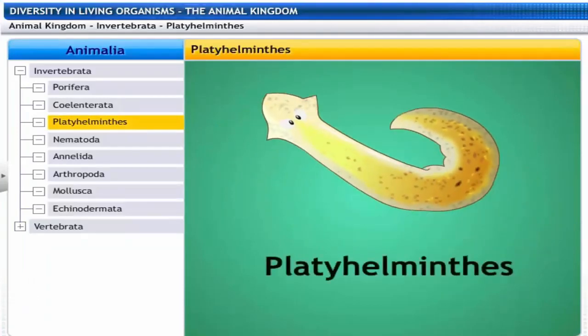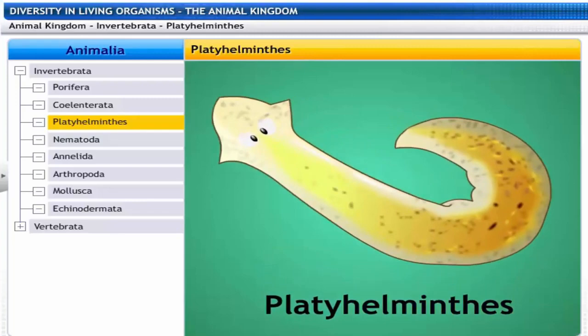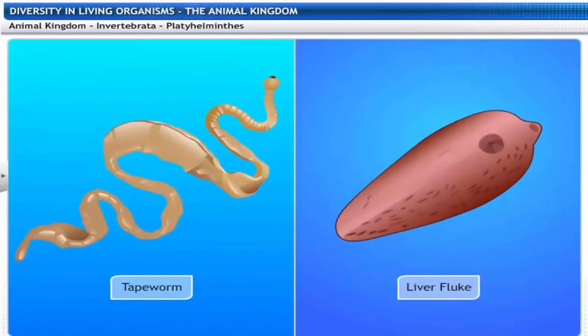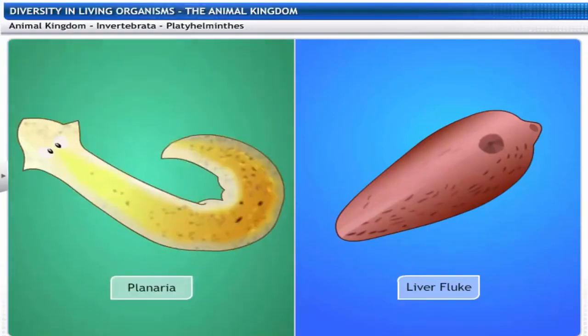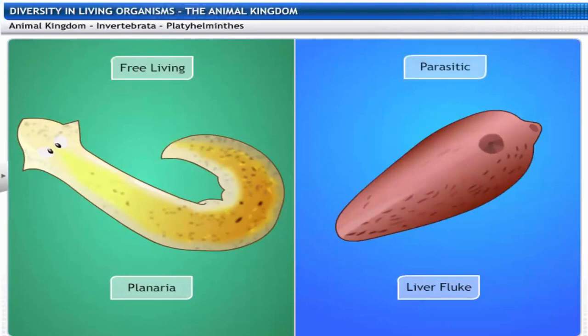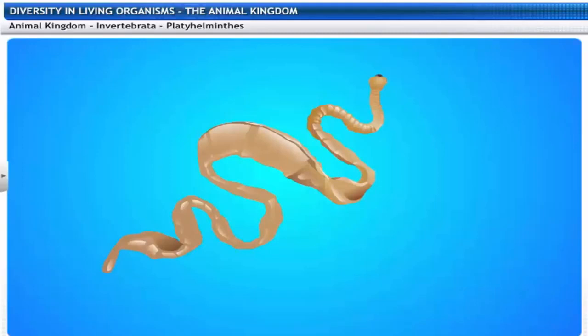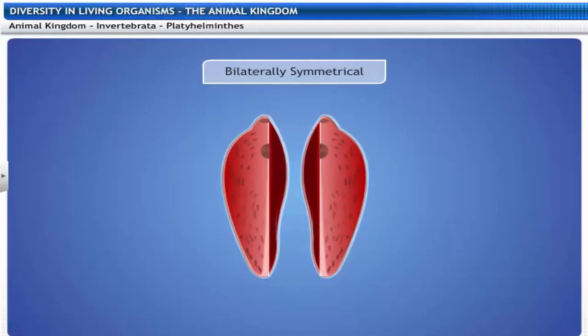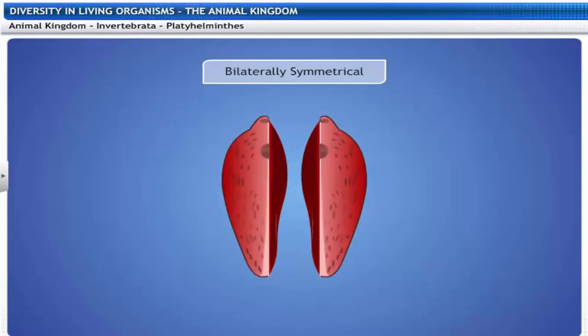Platyhelminths get their name from two Greek words, platy meaning flat, and helminths meaning worms. The phylum Platyhelminthes includes tapeworm and liver fluke. Platyhelminths are either free-living or parasitic. Free-living animals include planaria, and parasitic animals include liver flukes. Their bodies are dorsoventrally flat and ribbon-like, and they are hence called flatworms. Their bodies are bilaterally symmetrical, meaning that the left and the right halves of the bodies have the same design.